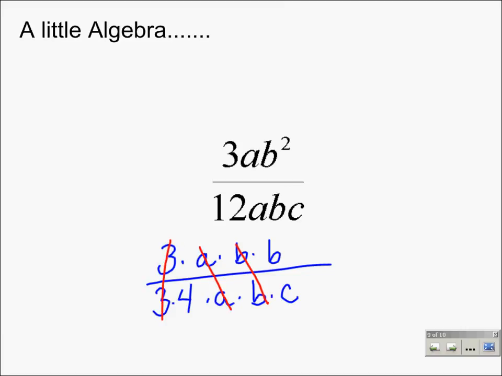So let's take a look and see what we're left with. Well, all we have left in the numerator then is b, because it's b times 1 times 1 times 1, which is b. And then in the denominator, we have 4 times c left. And that would be the simplification of this particular fraction.